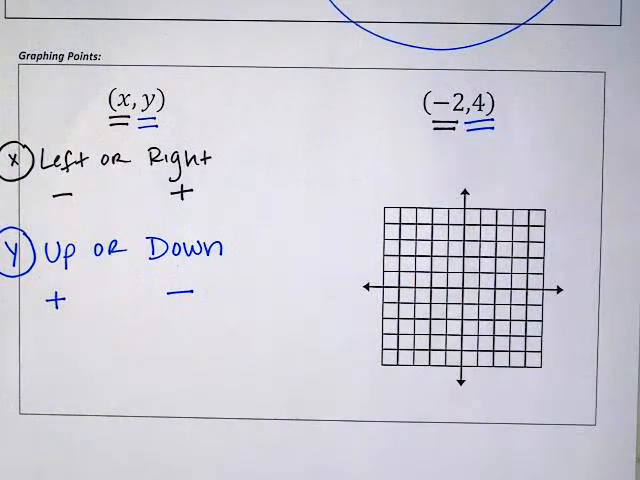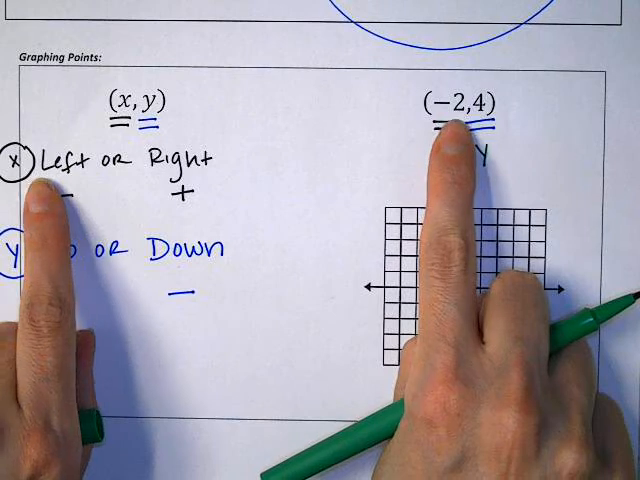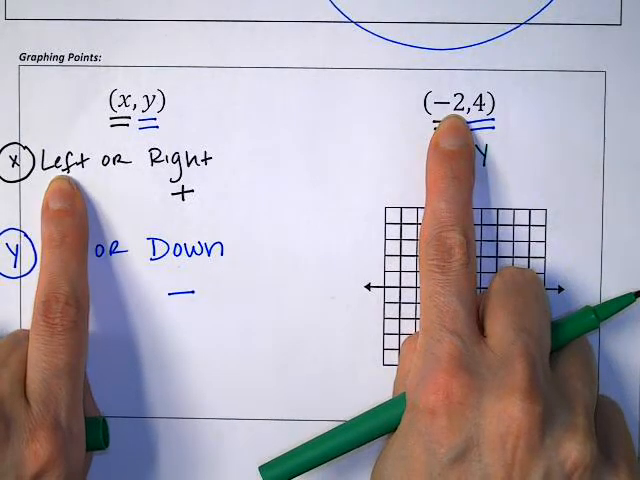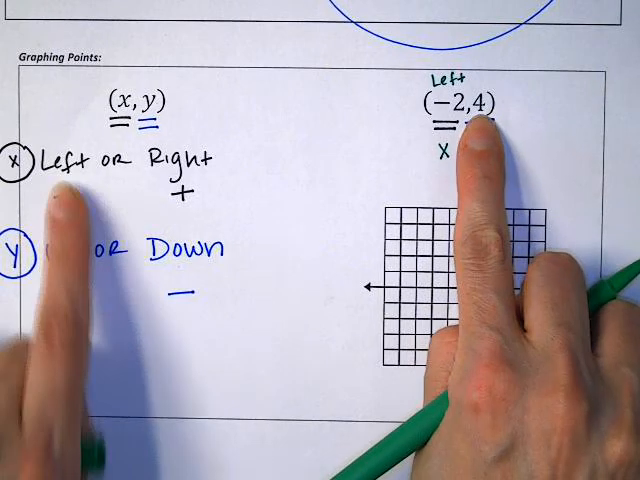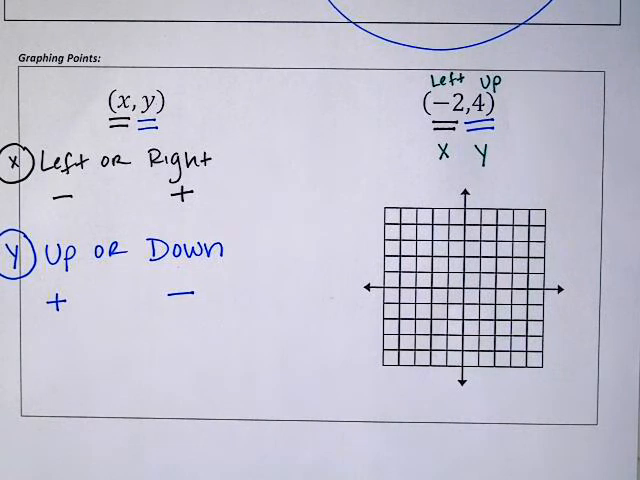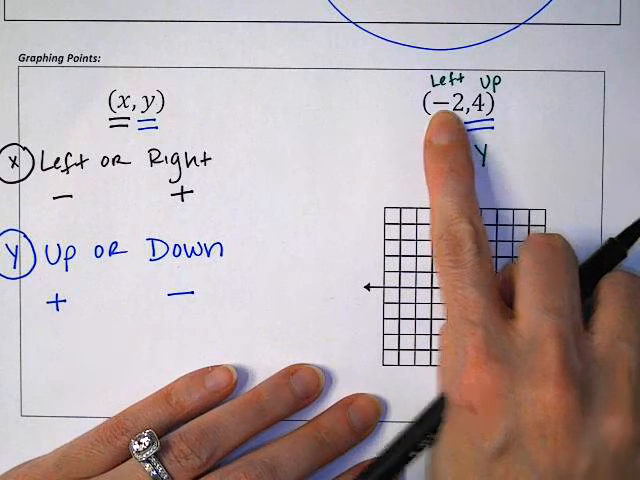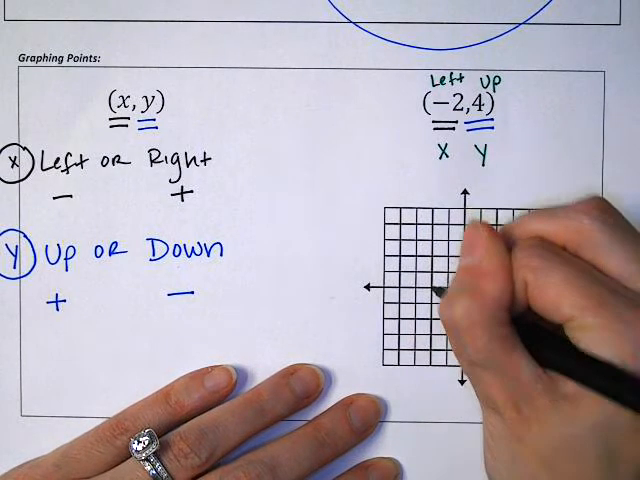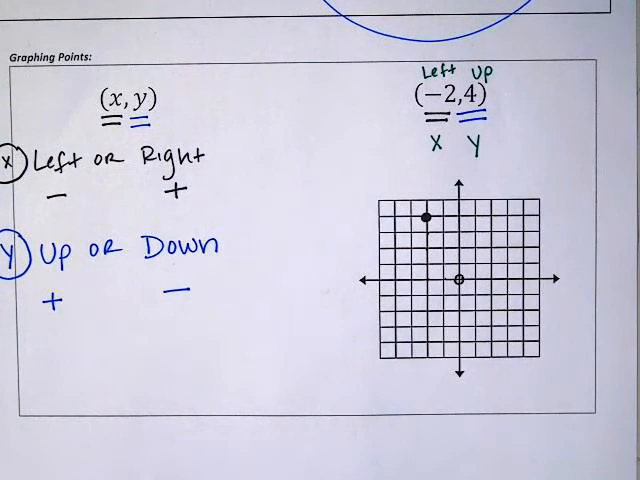-2, 4. Remember, the first one is the x, the second one is the y. Let's see. If the x is negative, we're going left 2. So I'm going to write down left. And if the y is positive 4, that means we're going up 4. So starting at the origin, starting at 0, 0, we're going to go left 2 and up 4. Left 2 and up 4. And then you make one dot. That is the point -2, 4.